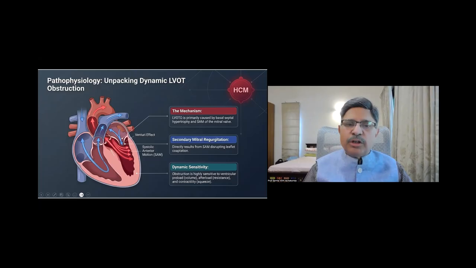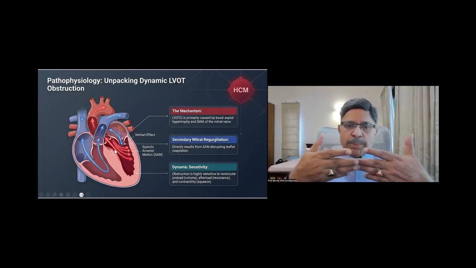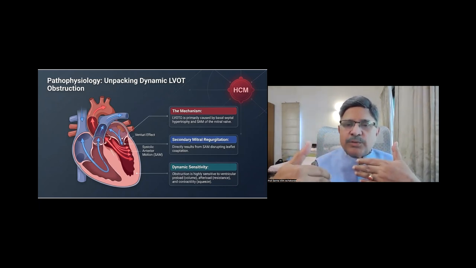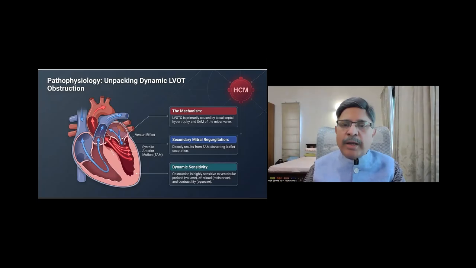Secondary mitral regurgitation directly results from SAM, disrupting the leaflet coaptation. Coaptation means joining. If the 2 leaflets properly join, then there won't be any leak. Because the leaflet is moving anteriorly, there will be a chance for leak. That produces secondary mitral regurgitation. Dynamic sensitivity. This is very important.